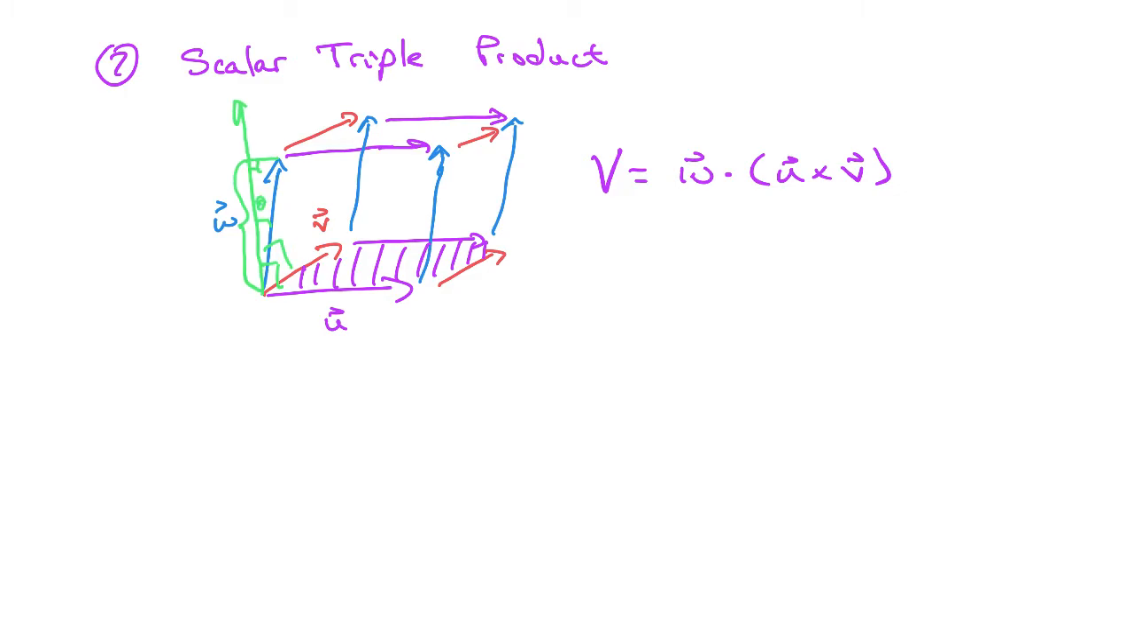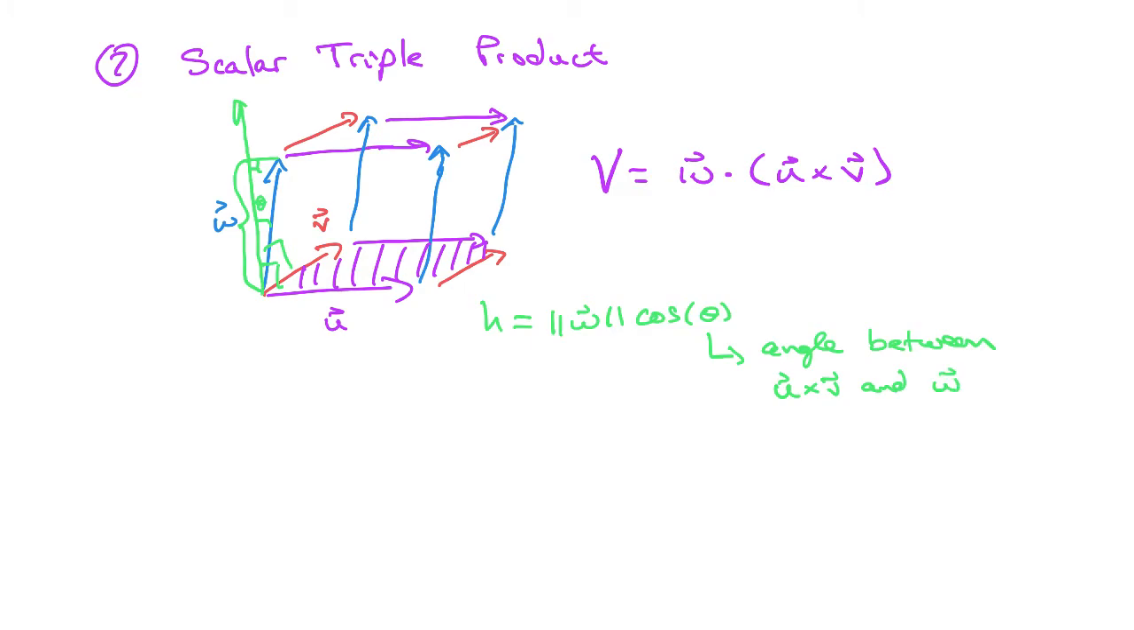our definitions from trigonometry, the height of that object is really just going to be the length of w times the cosine of the angle between our normal vector, our vector u cross v, and our vector w. So our angle theta now is the angle between our vector u cross v and our vector w.